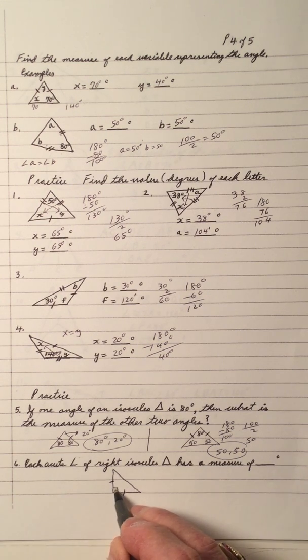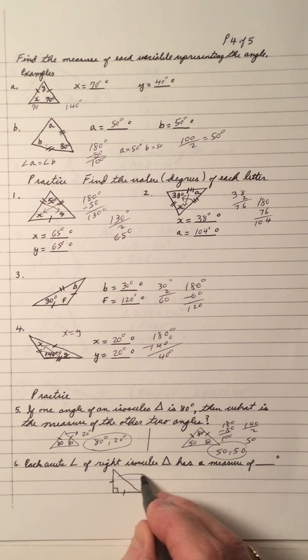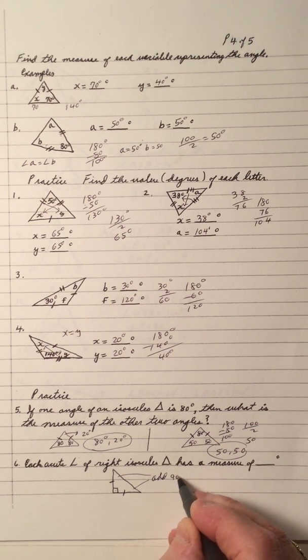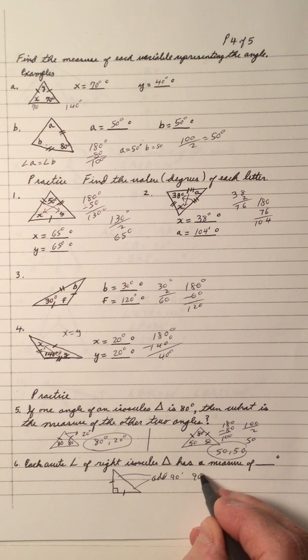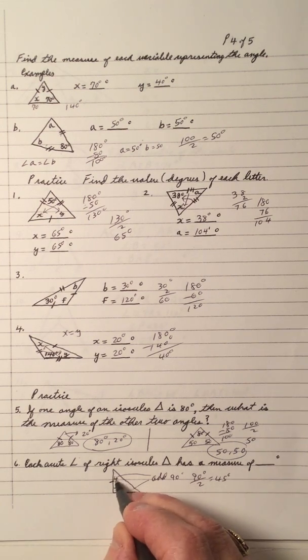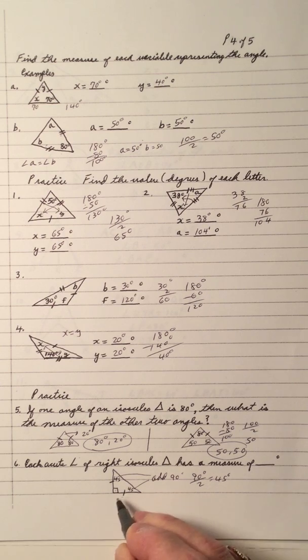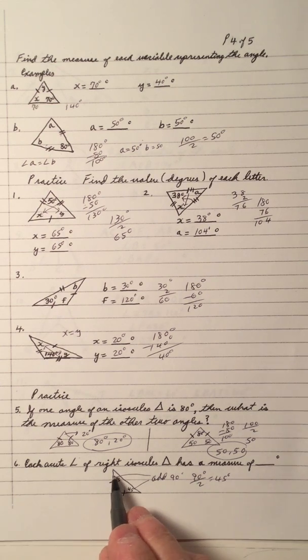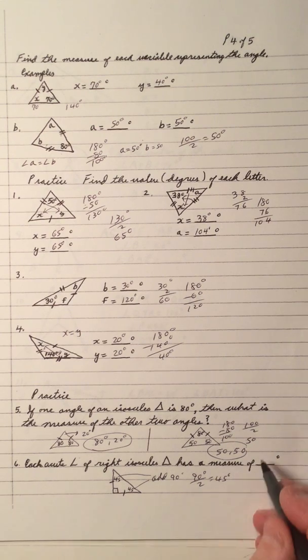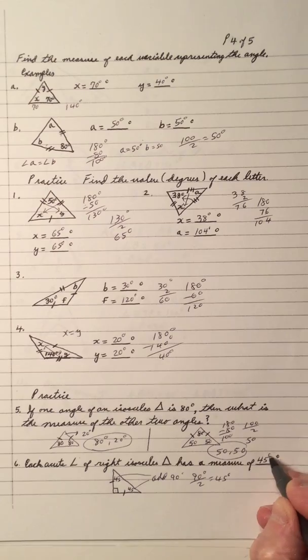So if that's a 90, then these two angles here add to 90. That means if you take 90 and divide by 2, you'll get 45 degrees. So there's 45 and 45. Again, notice a right triangle has a hypotenuse, which is the longest side. The only other sides that could be equal are the legs, these two. So the measure of the acute angles, they are both 45 each.